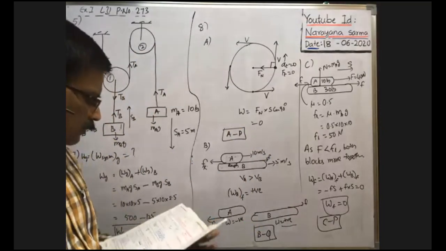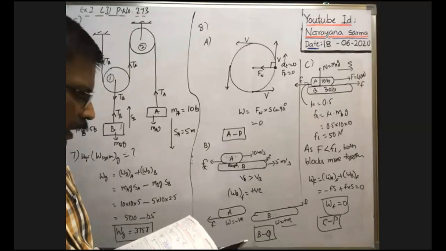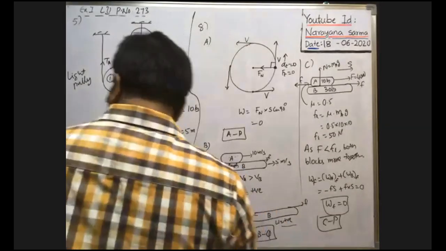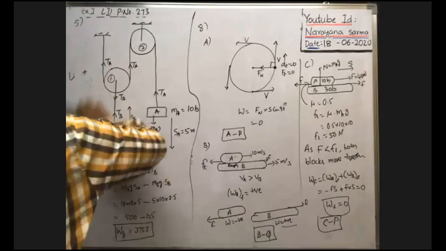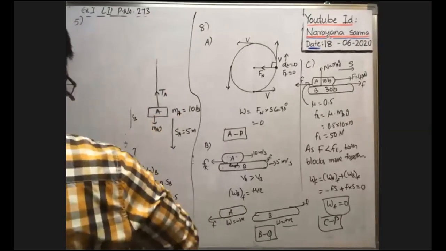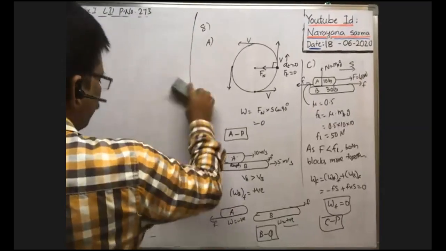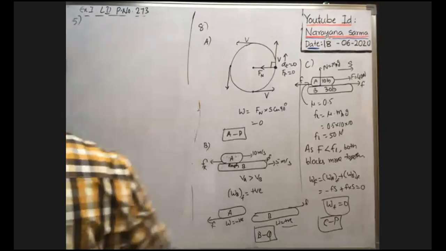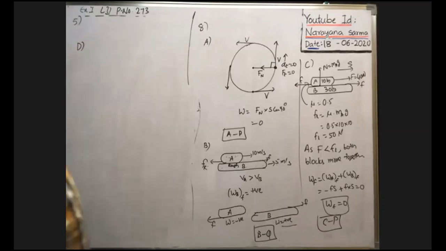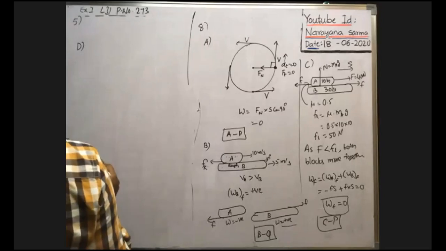Last one in this: in non-uniform circular motion, work done by net force is... Non-uniform circular motion means the speed of the body moving along the circular path goes on changing. Maybe it increases or decreases, we cannot say, but it changes. So in column 1, point D: in non-uniform circular motion, work done by net force.